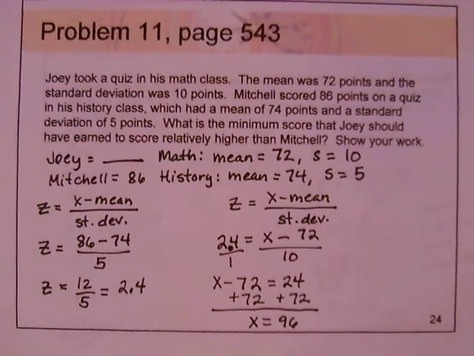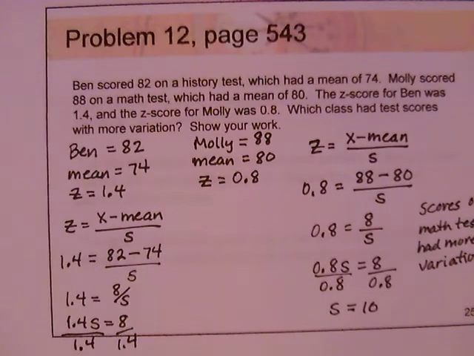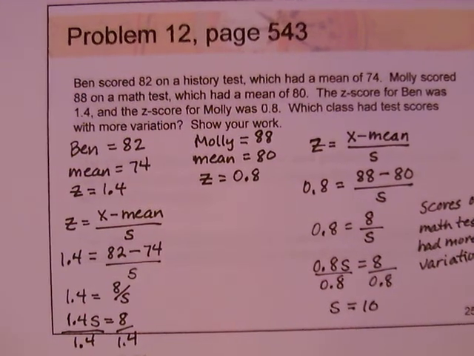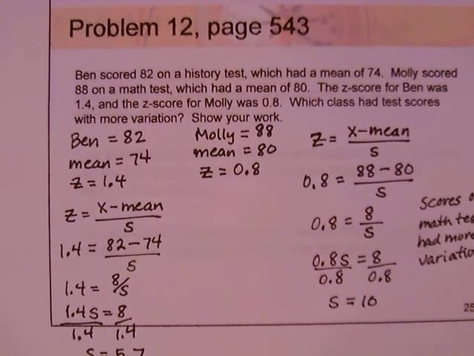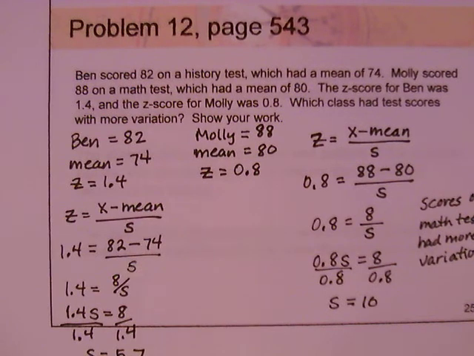All right. Take a look at problem number 12 on page 543. It says here, Ben scored 82 on a history test, which had a mean of 74. Molly scored 88 on a math test, which had a mean of 80. The Z-score for Ben was 1.4, and the Z-score for Molly was 0.8. Which class had test scores with more variation? And you want to show your work.